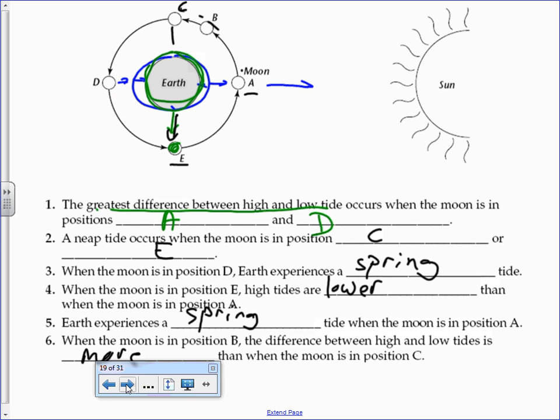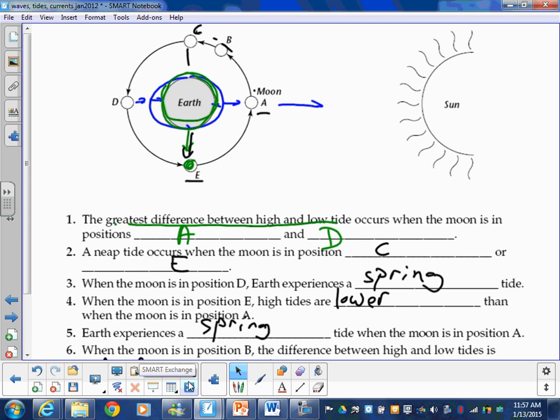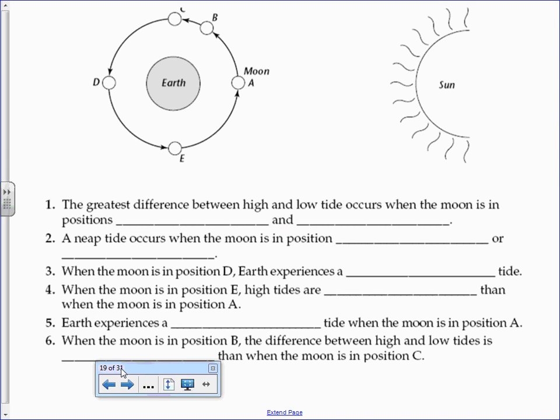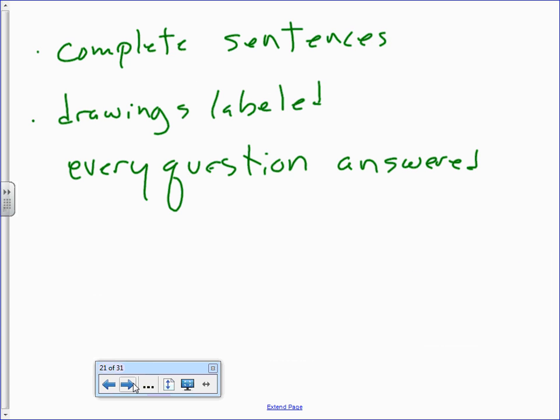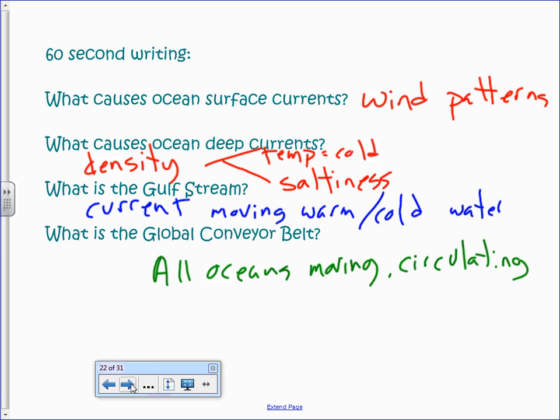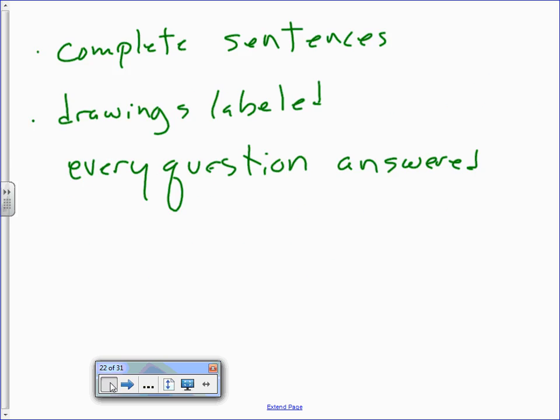This is just another one of those worksheets if you want to quiz yourself on this. In terms of the greatest difference between high tide and low tide occurs when the moon is in which positions. The neap tide is where, and so this is a good just quiz yourself thing. It's a textbook worksheet that we didn't do. So that's it for today, and then tomorrow we will talk more about the currents.